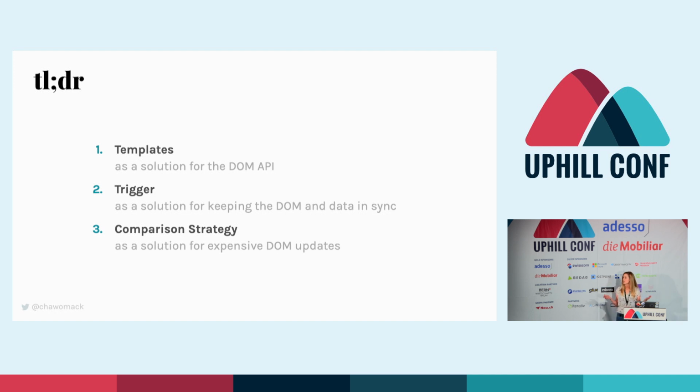So now we've covered 3 issues and 3 solutions. Templates let us create dynamic DOM elements, and then we rely on a trigger to determine when those elements should be updated. And then we use a comparison strategy to make sure that we're only updating the elements that we actually need. So if we think about this, this is a life cycle of the view. It gets created, checked, and updated. And we want our frameworks to handle that for us.